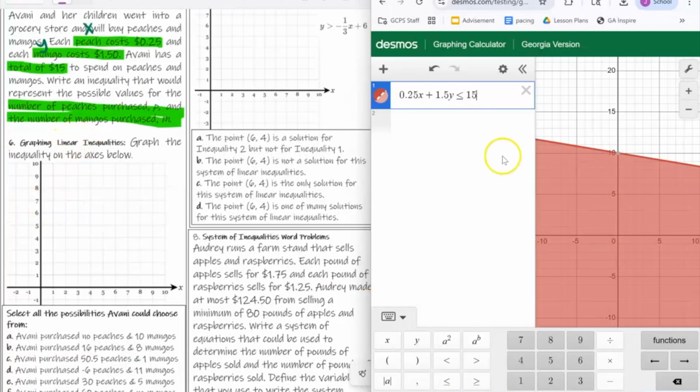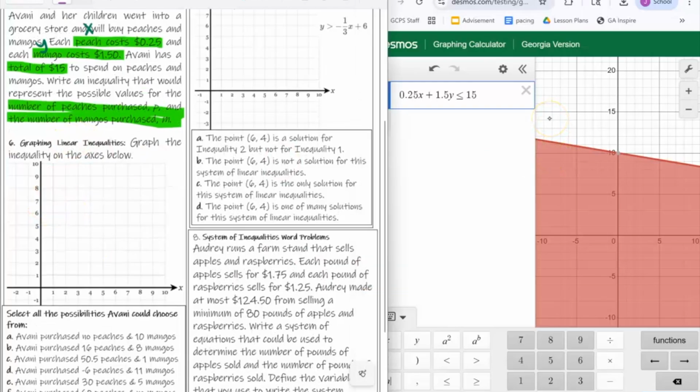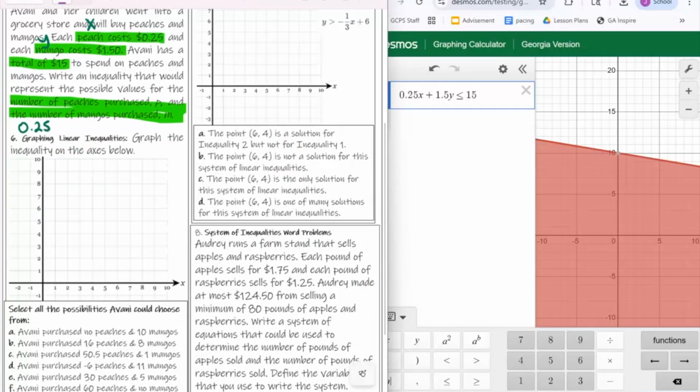So now we're going to graph it after we write it. So this is 0.25P. And I'm not going to write X and Y because it tells me P and M. So I have to use P and I have to use M. 1.5M is less than or equal to $15. All right, so that's my inequality.